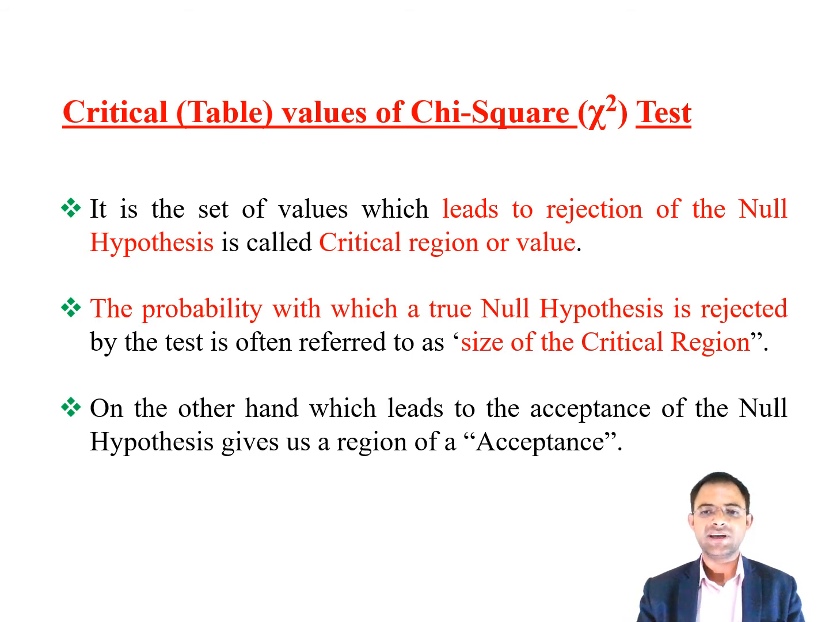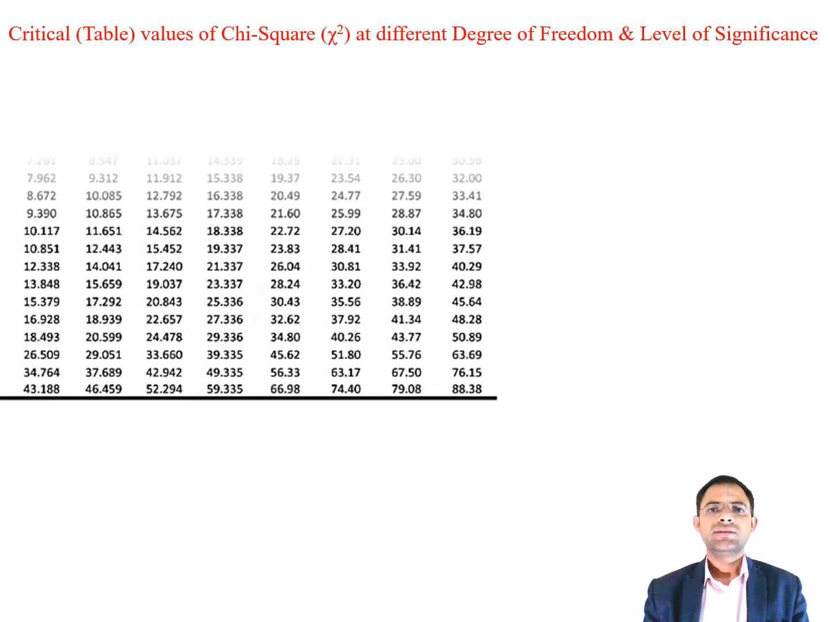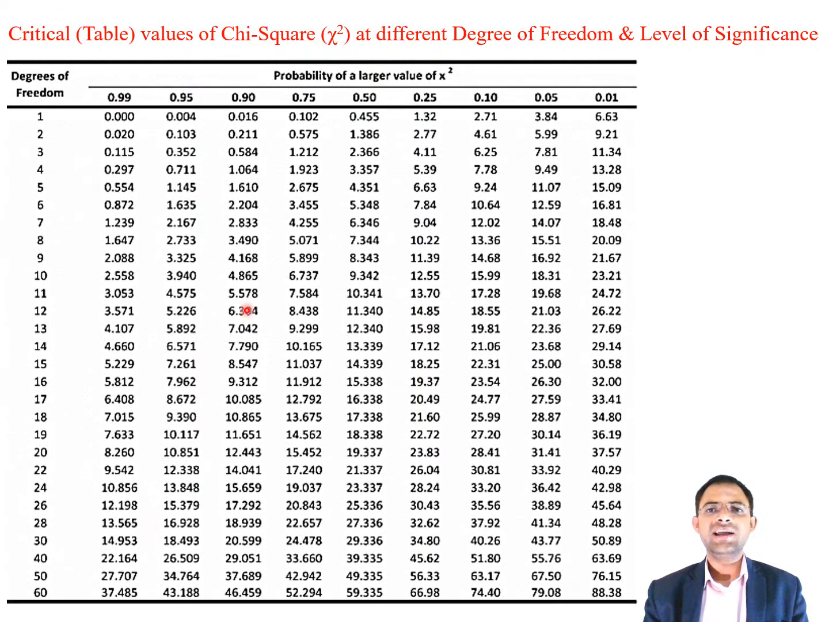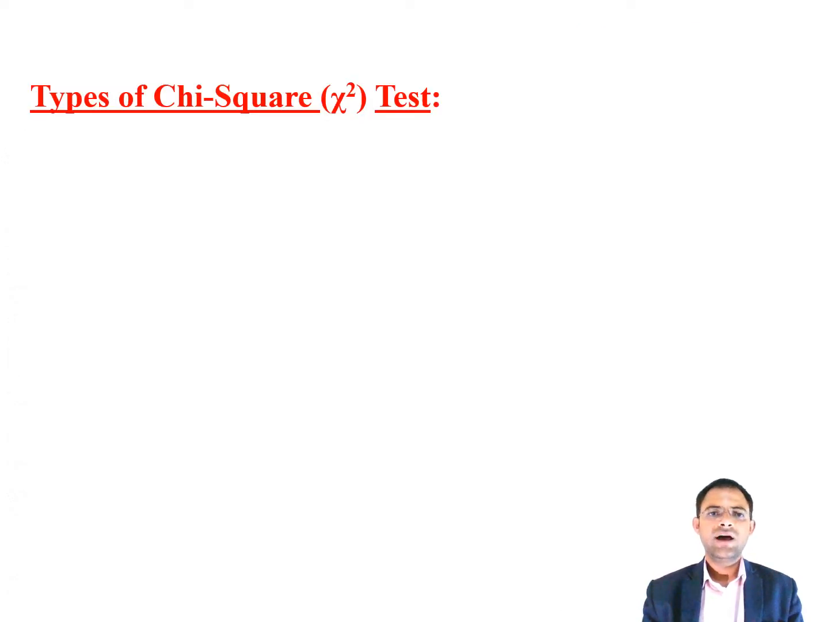Now, this table is showing the critical values of chi-square for different degrees of freedom at various levels of significance, and we have to compare our calculated value of chi-square to this critical value to make a decision in chi-square. Now, the types of chi-square tests.